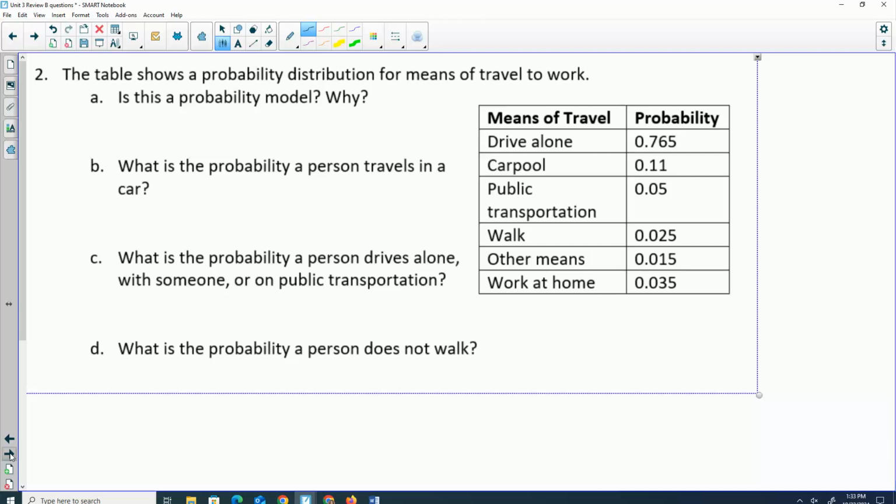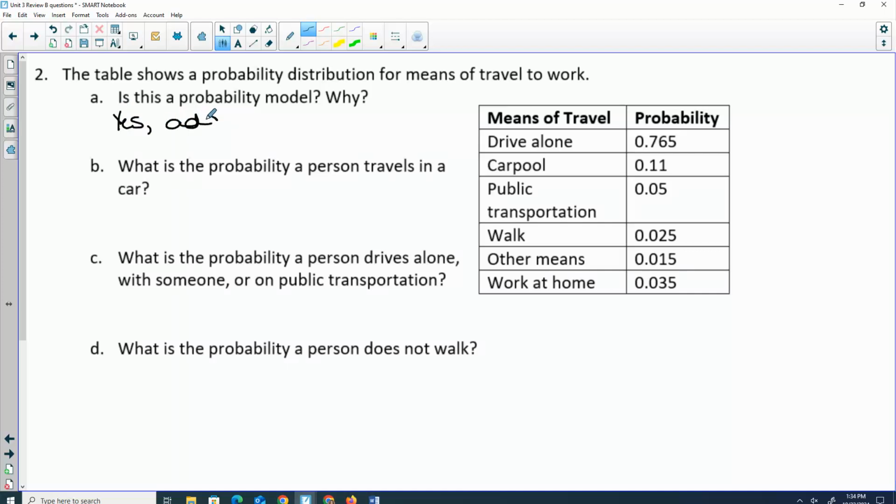Let's do one from a table. So I have given you the probability distribution. How do we check if it's an actual probability model? Have to add up to 1. Okay, so check if we add these. We get 1. So it is a probability model because it adds to 1.